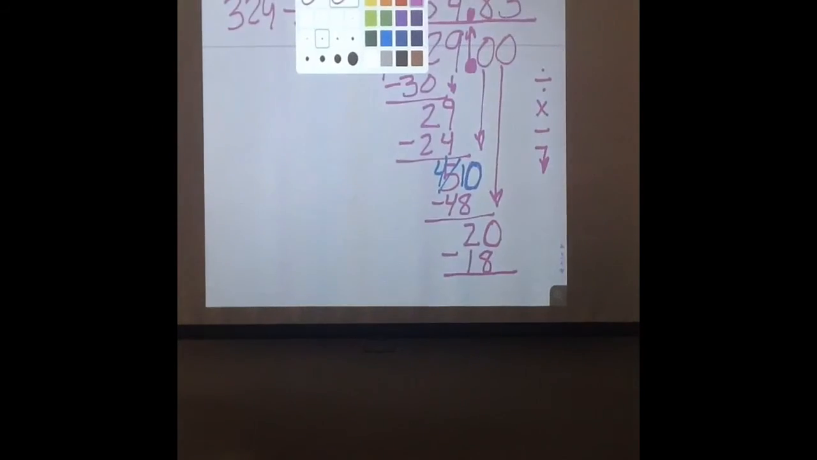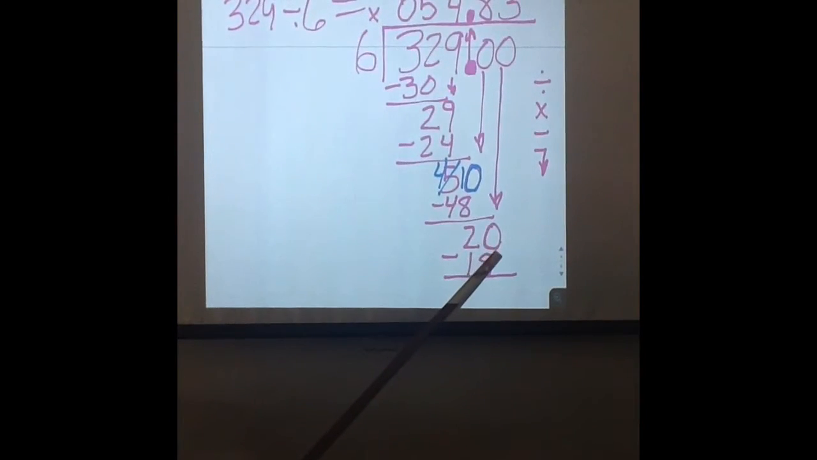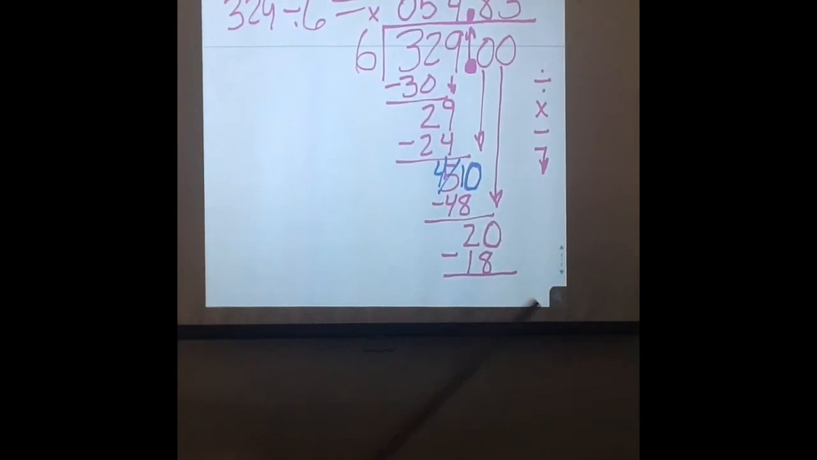Let me change my color again. Can I take 8 away from 0? No, I can't. So what do I have to do? I have to borrow from the 2. I'm going to make this a 1, and then I'm going to make this a 10, right? Now, if we have 10 fingers, and we take 8 of them away, how many do we have left? We have 2. I hope you're saying, hey, Mr. McGuire, I'm beginning to see a pattern here.